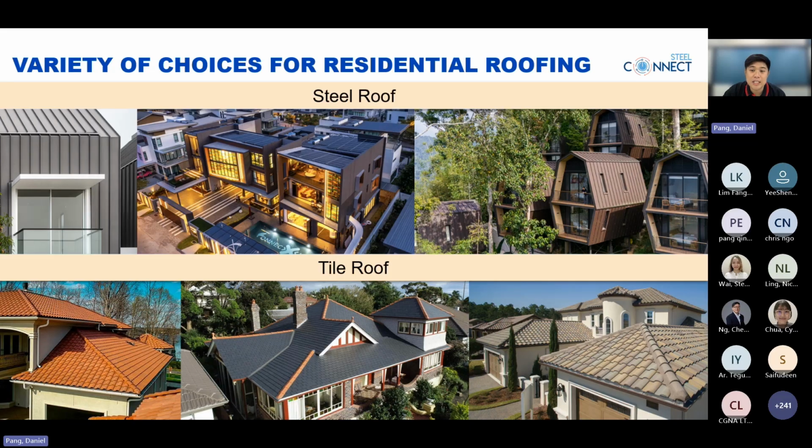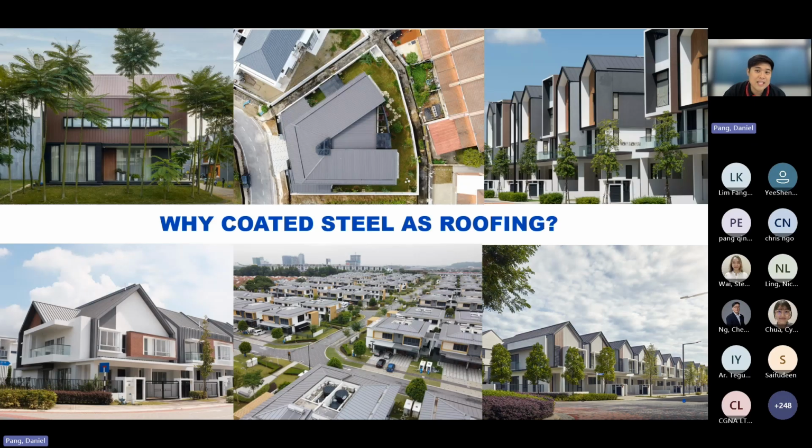One immediate difference that you can see here is that steel roofing can be used not just on the roof, but also as a wall cladding. This creates a level of architectural continuity that tiles simply can't achieve. All these examples use coated steel, yet each has very different architectural expression.